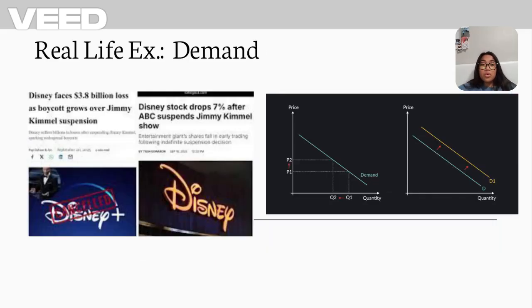A real life example of demand, a shift in the curve that's not price related, would be a boycott. A boycott is when consumers consciously refrain from buying or engaging with a good or service. A recent example of this is the Jimmy Kimmel cancellation of his show on Disney Plus because of something he said. Many people canceled their subscriptions, shifting the demand curve to the left.